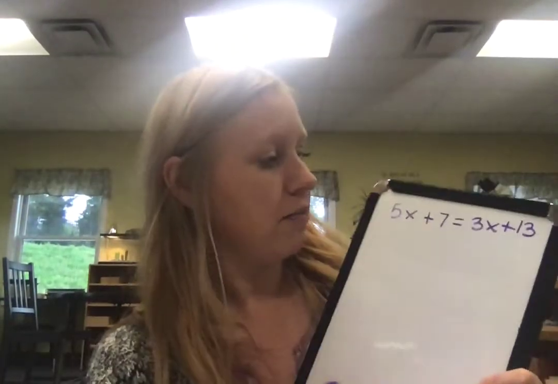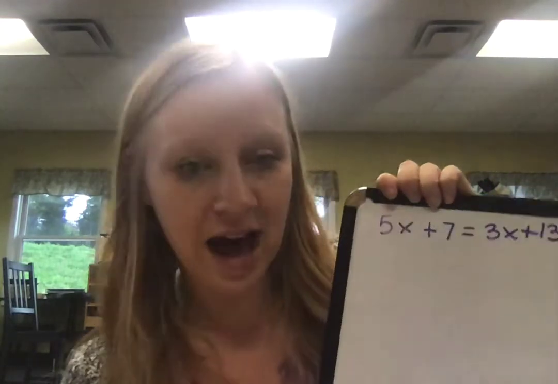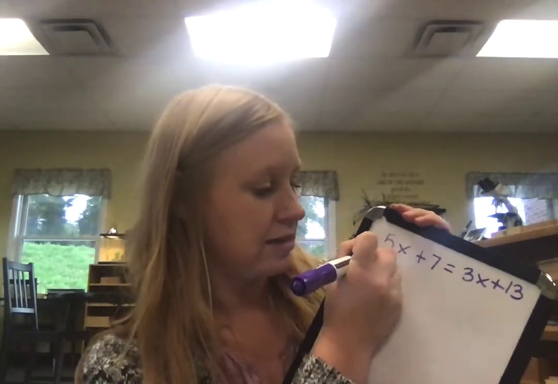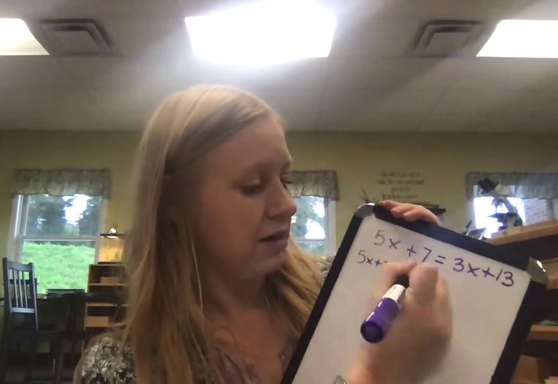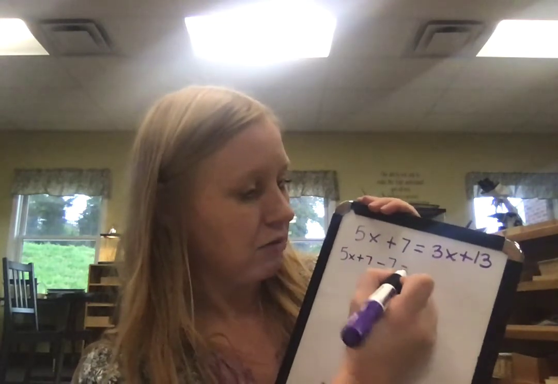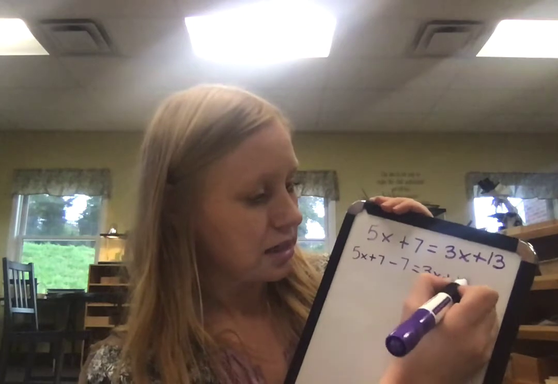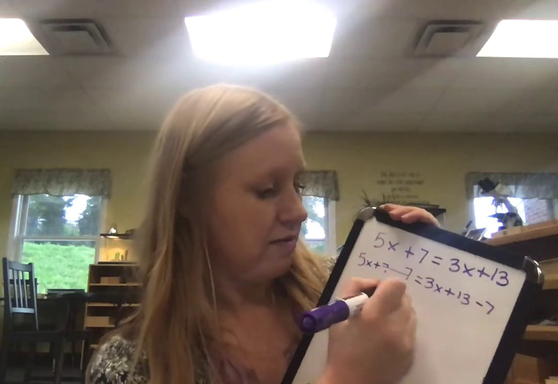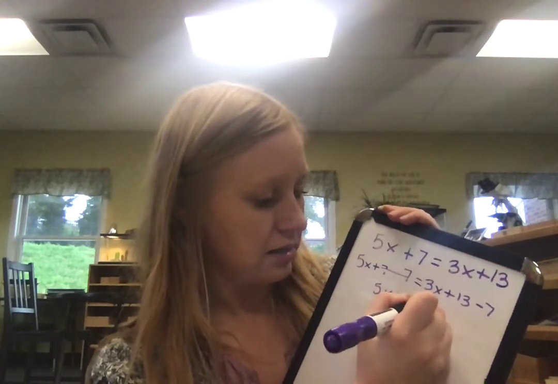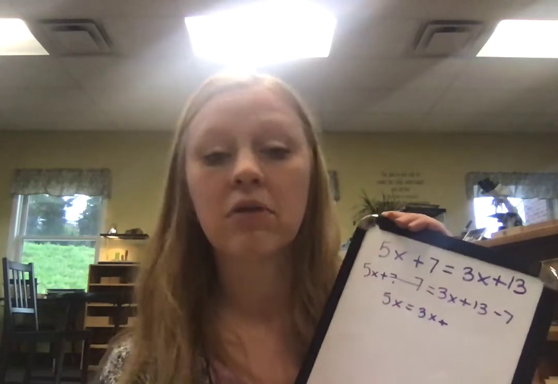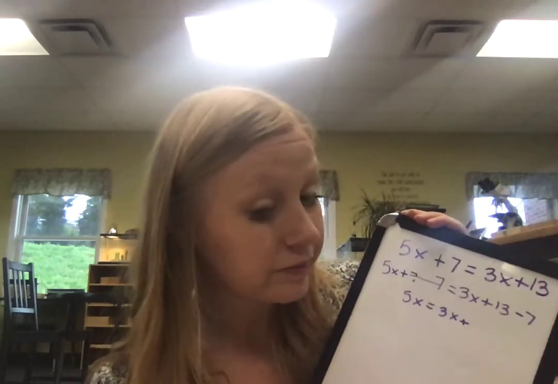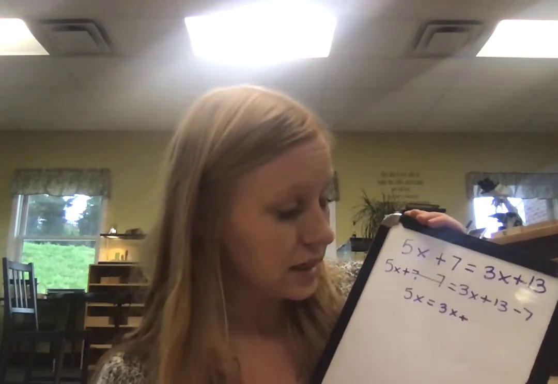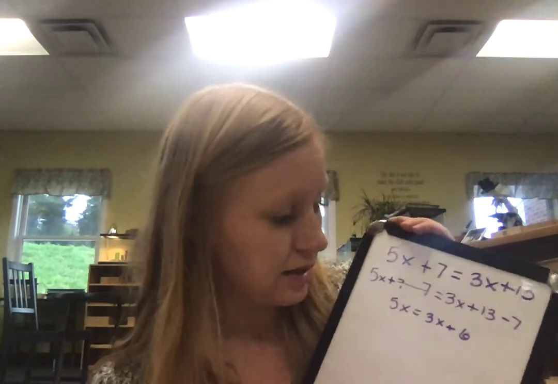So I'm going to first go ahead and get rid of the 7. I'm adding 7. What's the opposite of adding? Subtracting. So I'm going to subtract 7 from both sides. 5x + 7 - 7 = 3x + 13 - 7. Simplify my equation. 5x = 3x + what's 13 minus 7? 6, correct? And this is what I have so far.